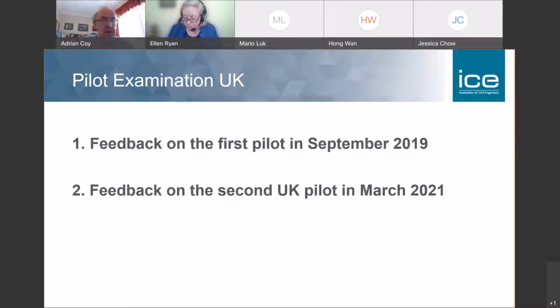And Ellen is now going to talk through the arrangements that we have in place for the Hong Kong pilot. And then after Ellen has talked about those arrangements, we will have a Q&A session, and I'll come back and answer some of the questions in the Q&A. Ellen.